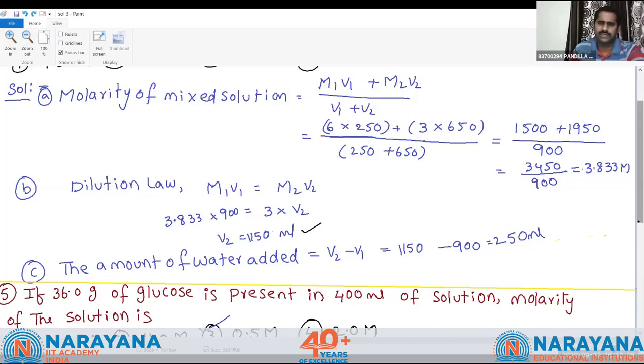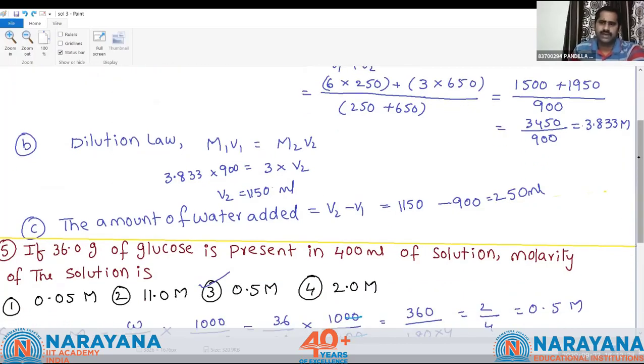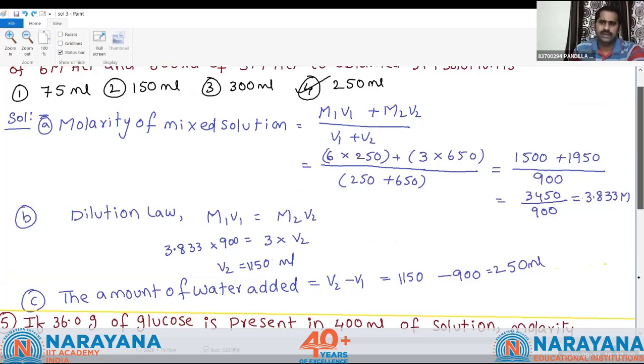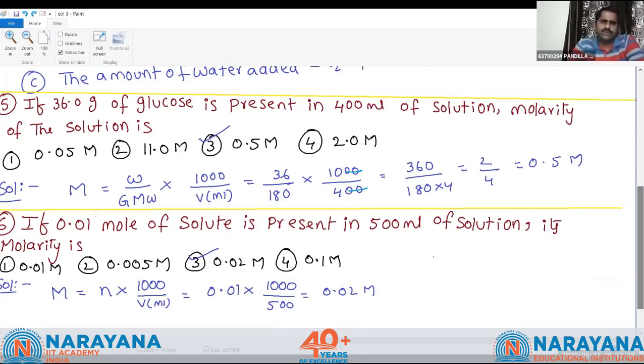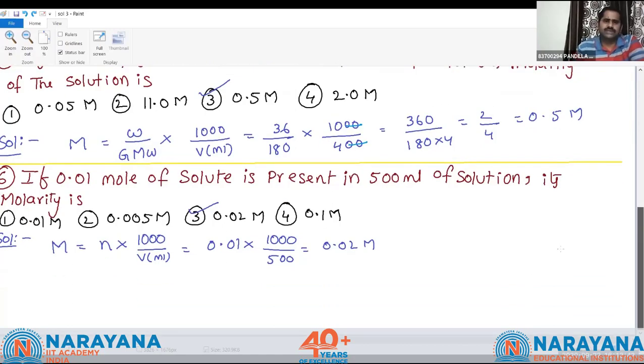Fifth question we'll discuss. Please observe. If 36 grams of glucose is present in 400 ml of solution, what is the molarity of the solution? Molarity formula: weight by gram molecular weight into 1000 by volume in ml. Weight is 36, molecular weight is 180, into 1000 by 400. We got answer 0.5. Third option is correct. Next question, number 6.